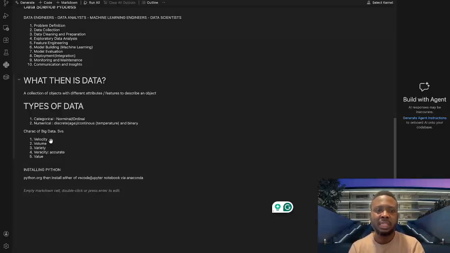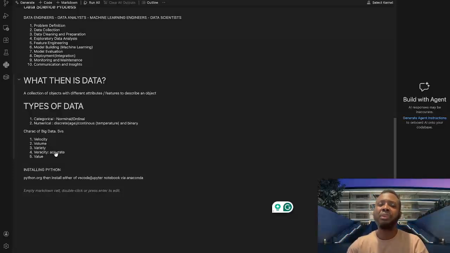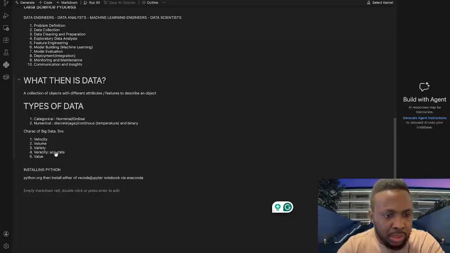while the volume talks about the size of the data. Is it in kilobytes? Is it in bytes? Is it in megabytes? Is it in terabytes? So you understand, that is the volume. While the variety is talking about the different forms of the data. Is it in graphical form? Is it in table form? Is it in HTML form, CSV? The varieties are the different formats of the data. While the veracity is talking of how accurate, how reliable the data is. Then the value: how useful is the data you are collecting? Is it useful? Do we actually need it?